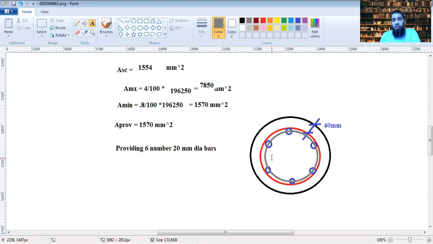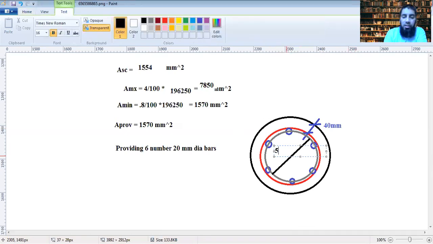So your diameter now becomes 500 minus 60 minus 60. So the core dia, this one, up till this point, this dia is 500 minus 60 minus 60. That's around 380 mm. This is 380 mm.